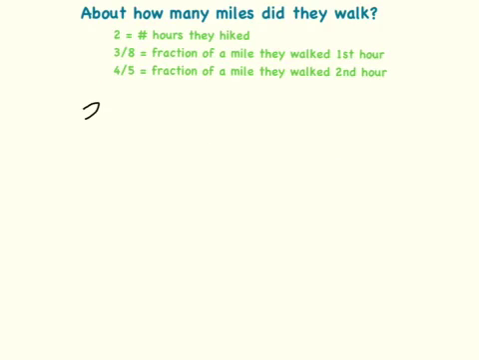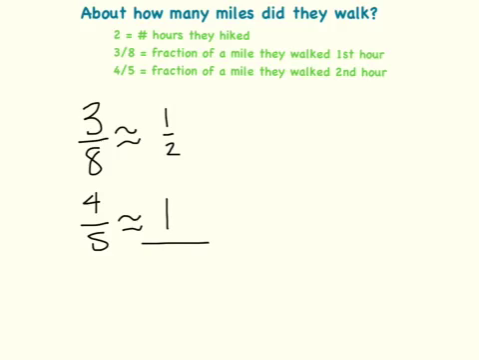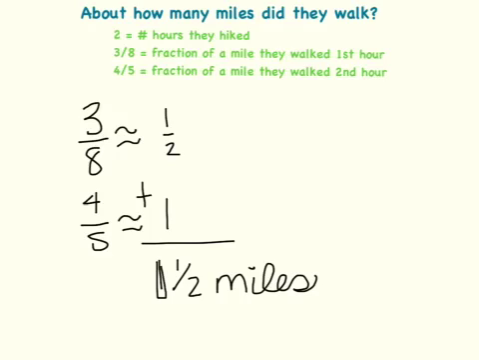Now that we know that 3/8 is approximately 1/2 and 4/5 is approximately 1 whole, we can add these two numbers together. 1/2 plus 1 whole is 1.5 miles. So Erica and her dad walked approximately 1.5 miles on their hike.